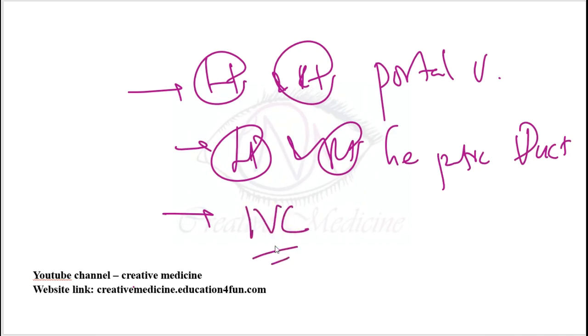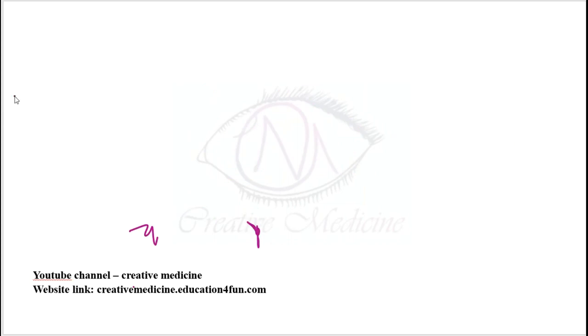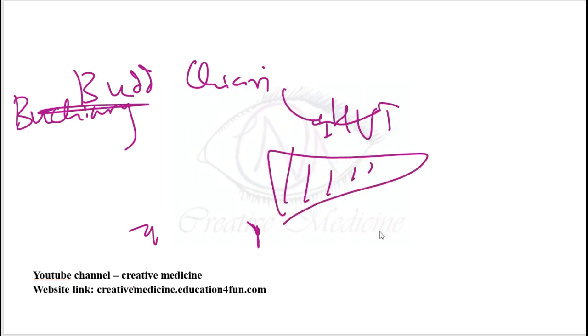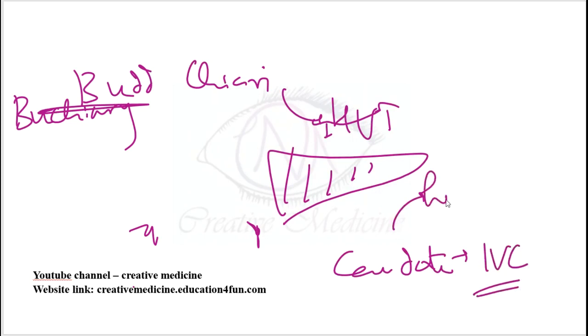So the main advantage is especially in Budd-Chiari syndrome. In Budd-Chiari syndrome there will be hepatic vein thrombosis. So the whole of the liver will be affected, but not the caudate lobe, because the caudate lobe mainly drains directly into the inferior vena cava, so it is not affected. So it undergoes hypertrophy and does the work of all the other lobes.